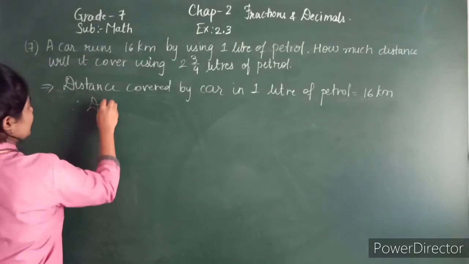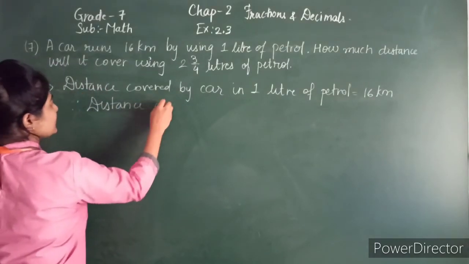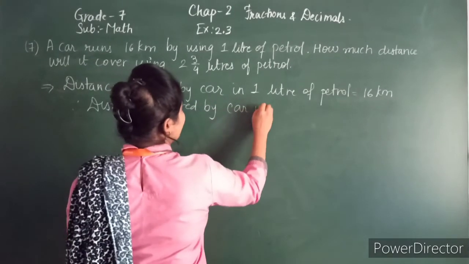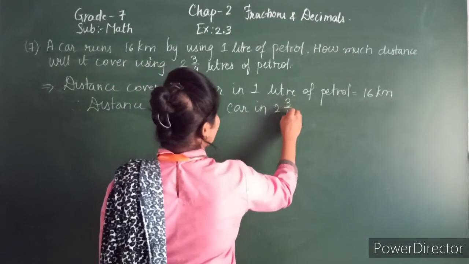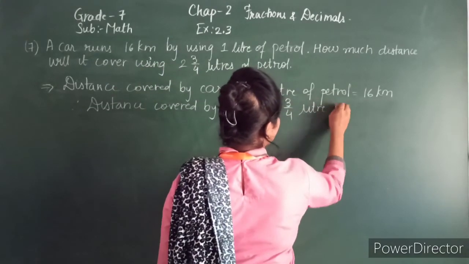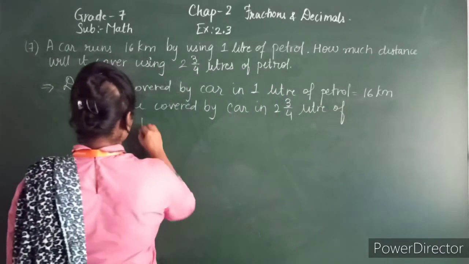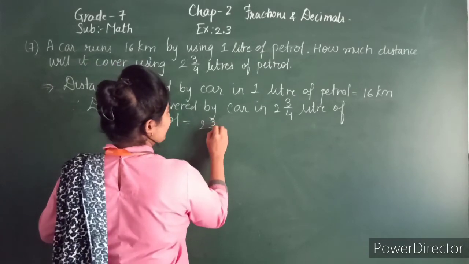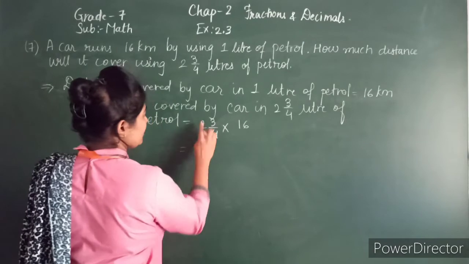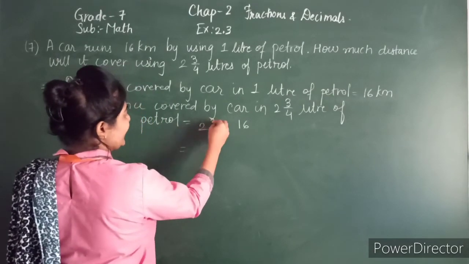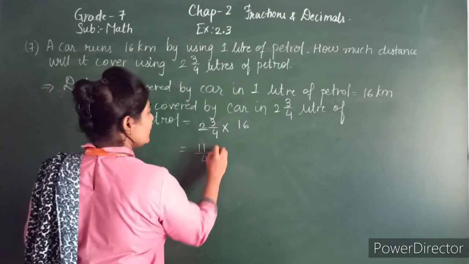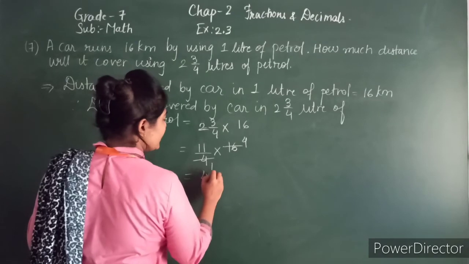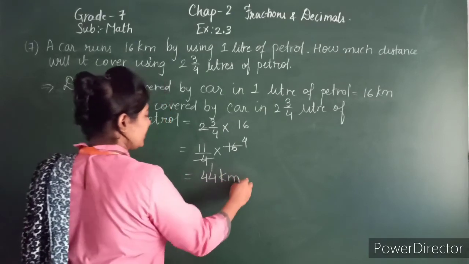Therefore, we have to find the distance covered by car in 2 3/4 liters of petrol, which is equal to 2 3/4 into 16. So 2 4s are 8. 8 plus 3 that is 11/4 into 16. So 4 1s are 4, 4 4s are 16. So 11 into 4 that is 44 kilometer.